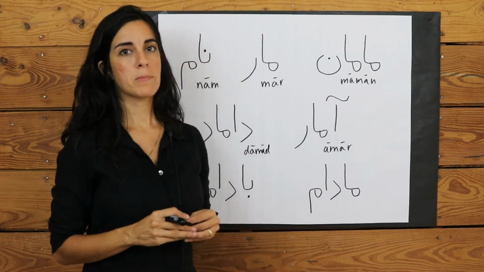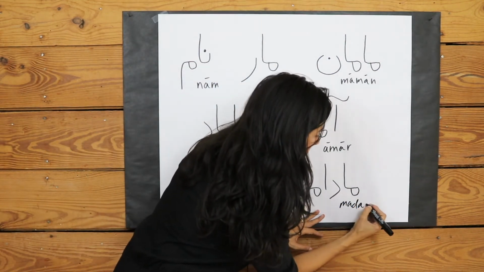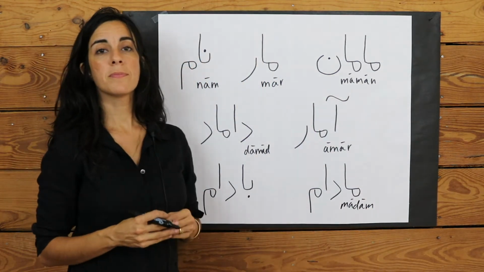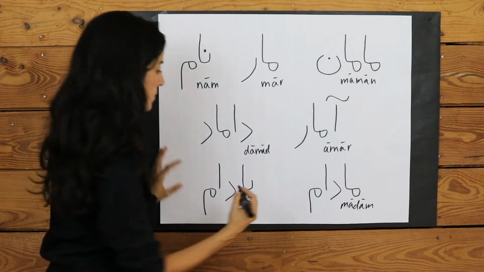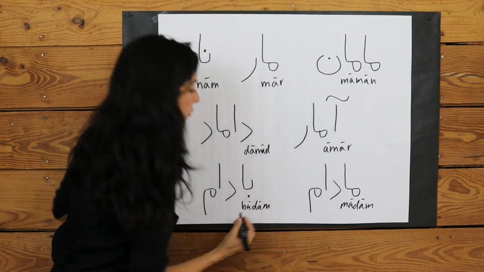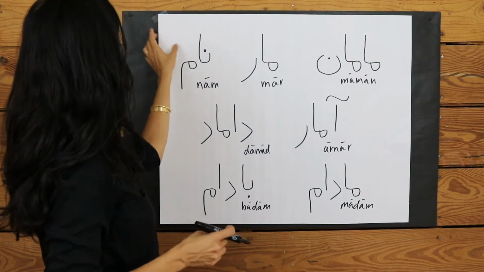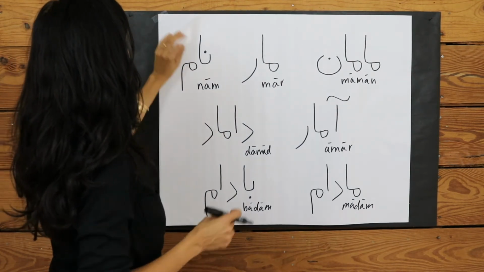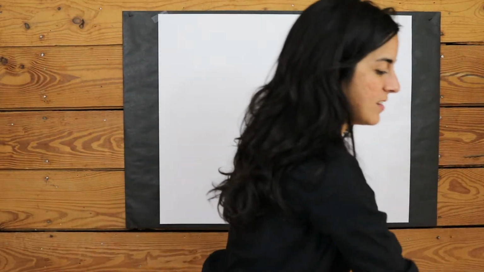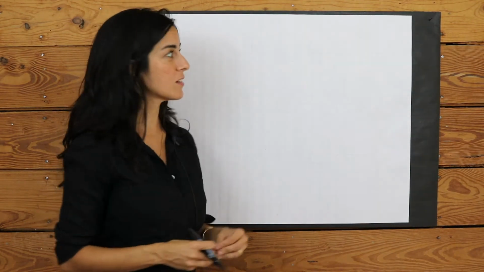Next, madam, and that is as long as. And finally, badam, and that is the word for an almond. So now we're going to do something very exciting, and that is make sentences, complete sentences, using just the letters and the one vowel that we've learned.